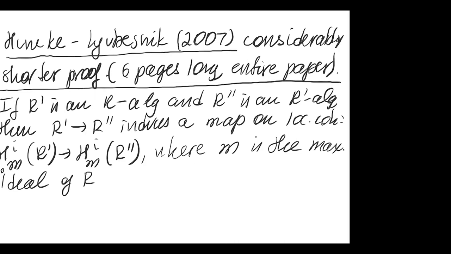So the inclusion, or the map of R-algebras, or more generally, a map of R-modules, induces a map on local cohomology with support in any ideal, of course, but in particular with support in the maximal ideal of R, if you assume that R is a local ring. All right, so now I need to go to a new page because of this very peculiar problem.